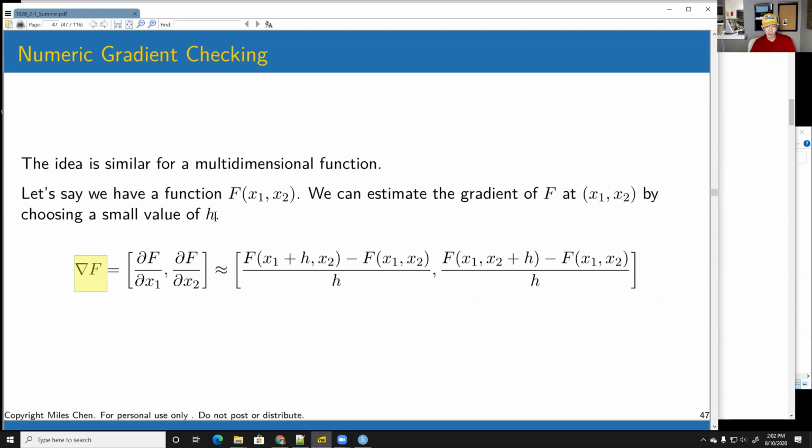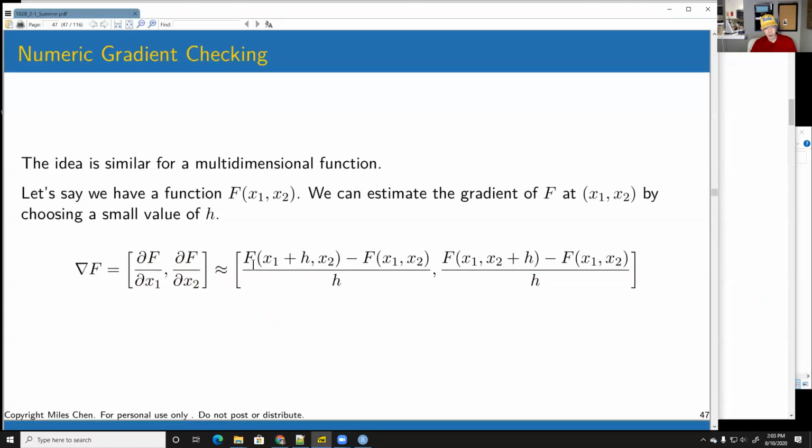Just pick a small value of h, right? And the gradient is basically the partial derivatives of f with respect to each component. So if you have a function of x1 and x2, then your gradient is going to be the partial derivative of f with respect to x1 and the partial derivative of f with respect to x2. Or, if you've got 20 dimensions, then this will be a vector of length 20, but each entry will be a partial derivative with respect to each component.